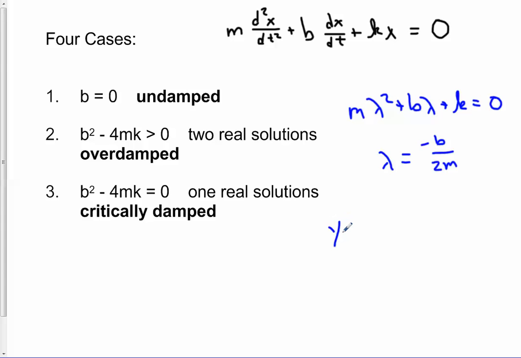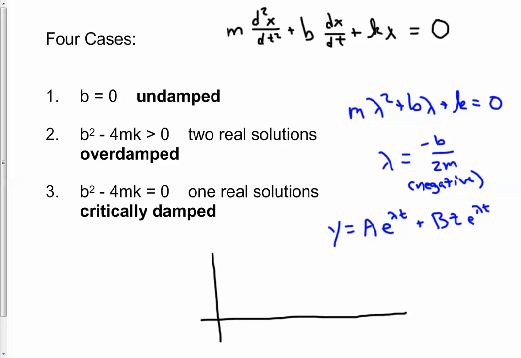And our solution is a e to that lambda t plus b t times e to that lambda t. Now this one's easier to see. This lambda is obviously negative. b and m are positive, but there's a negative right there. So this guy is negative. So we have a negative exponential and then t times a negative exponential. We saw before that this again kind of dies down.